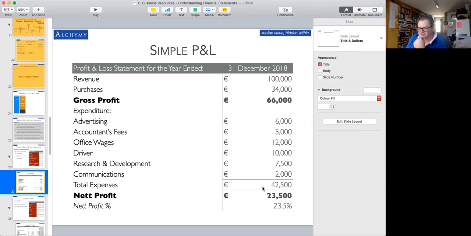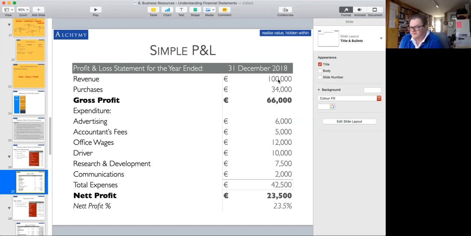42,500 is our total expenses. We take that away from our gross profit, giving us our net profit, which is 23,500. That's a net profit percentage of 23.5% of our sales, which is not bad. So we're showing a net profit percentage of 23.5%. Our gross profit percentage is 66%, which is actually quite good and quite normal, really.